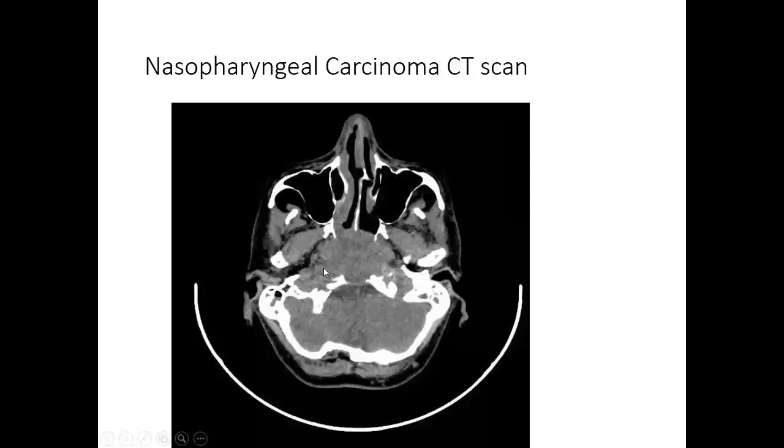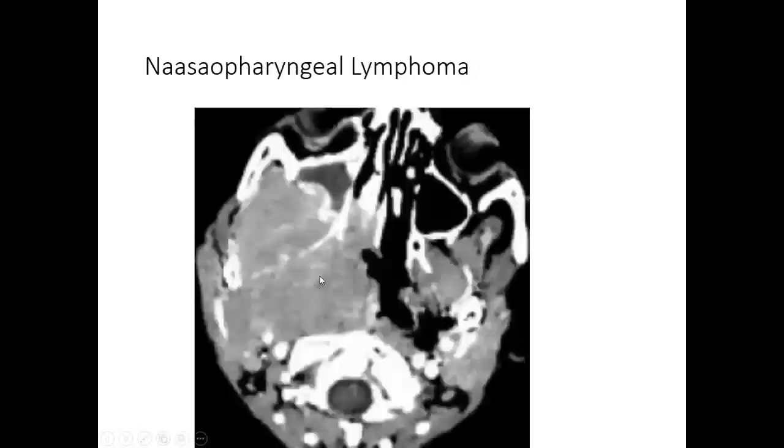Because the skull base is eroded, nasopharyngeal carcinomas can also present with cranial nerve palsies, because cranial nerves that exit the skull base can get affected. This is a picture of a lymphoma on one side. You can see the lymphoma growing into the nasal cavity.